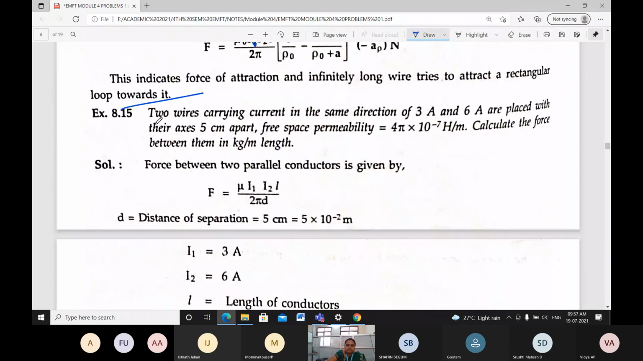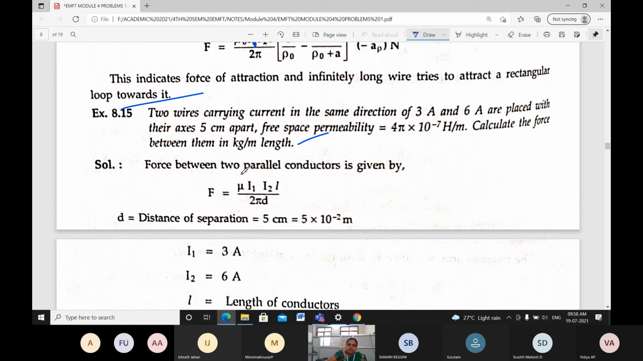The next problem is two wires carrying current in the same direction of 3 amps and 6 amps, placed with their axes 5 cm apart. Free space permeability is given as 4 pi into 10 to the minus 7 Henry per meter. Calculate the force between them in kg per meter length. This is the condition. We should consider the force equation for two parallel conductors.